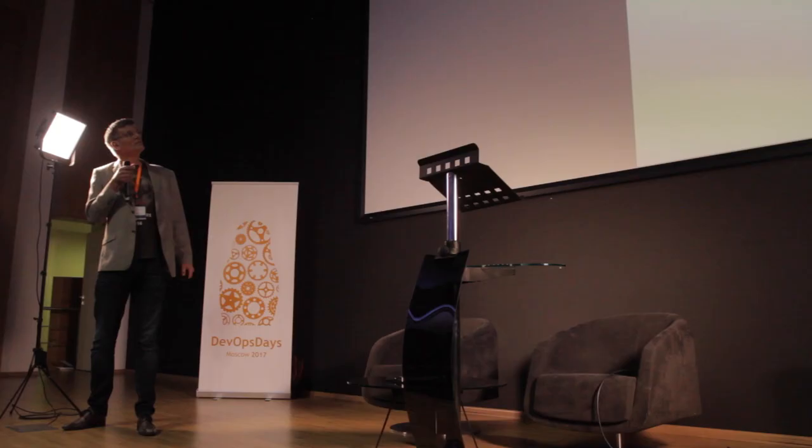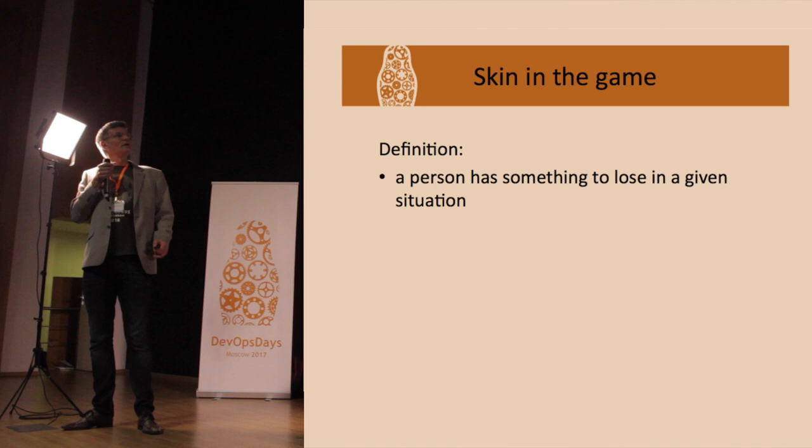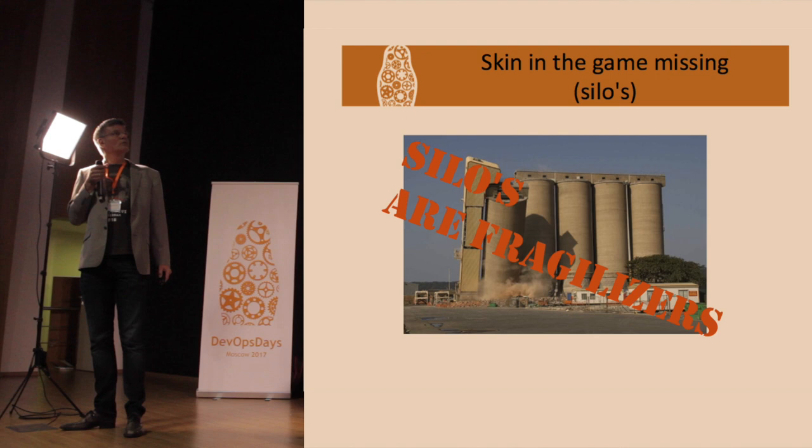Now, the last concept, skin in the game, that means a person has something to lose in a given situation. And that's also an important one, that skin in the game is missing when you work in silos. But we don't do that anymore because we work DevOps together. So we don't work with silos. And silos are actually fragilizers. That's something Taleb also calls in his book, silos are fragilizers.